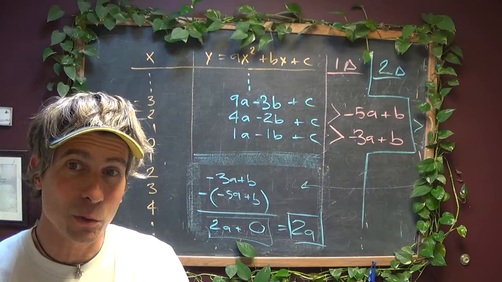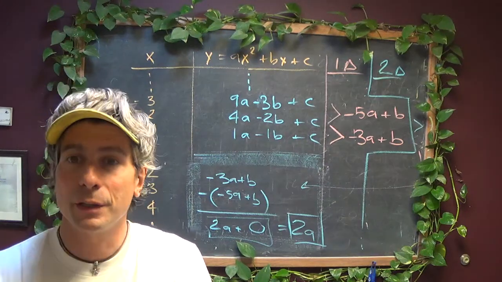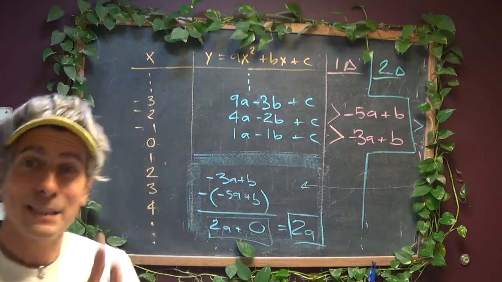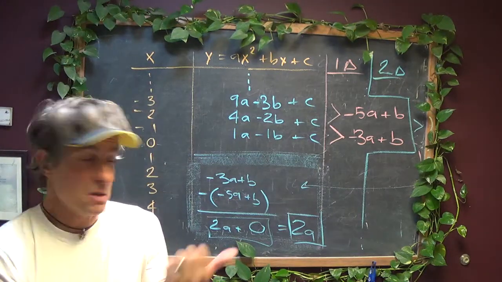That is what makes things quadratic. It has nothing to do with how the data is behaving. It has everything to do with the fact that the second differences are constant. So when somebody asks you, does something appear to be quadratic, this is the way you check it.